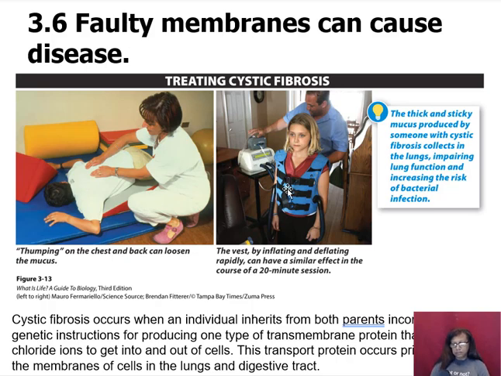And now, through technology, you can see here in the other image, we have this vest that helps by inflating and deflating rapidly, simulating that coupage, so that they can have this similar effect in the course of a 20-minute session by wearing this vest and moving the mucus out. So this defective transmembrane protein causes this whole disease. That's extremely important, right?